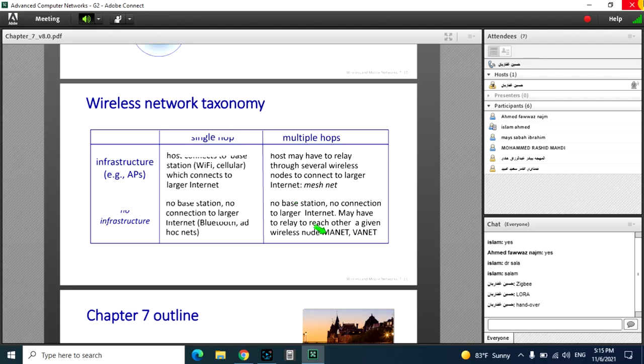Okay, and there are some special types of multi-hop ad hoc networks. We call them MANET and VANET. What is MANET? MANET stands for mobile ad hoc networks. It's a special type of ad hoc network. In an ad hoc network, we never talk about mobility of nodes, but in MANET, most of the nodes are mobile, and in VANET, the nodes are vehicles.